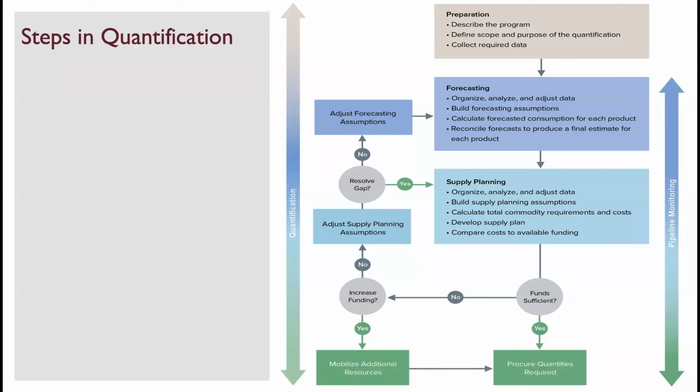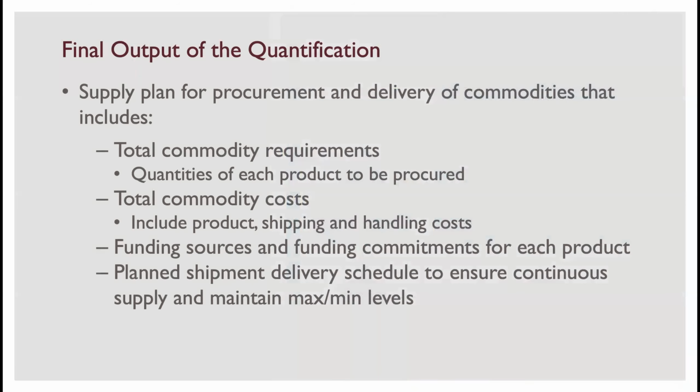So this is our process and the steps for quantification. We identified the supply plan as the final output of the quantification. And the supply plan includes elements shown here. So you can review these for a minute. The supply plan usually includes the total commodity requirements, the total commodity costs, funding sources and funding commitments for each product, and a planned delivery schedule that will ensure continuous supply and make sure that we are maintaining the system max and min levels if there are those set.